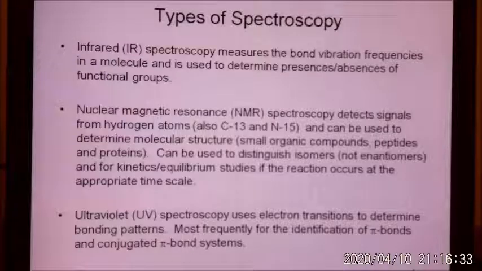We'll focus on protons and on carbon-13, although there are a number of other nuclei that you can use, like N15. We use it to determine molecular structure. We can also use it for kinetics and equilibrium studies, especially if the equilibrium reactions occur on the same time scale as NMR. We also talk about ultraviolet-visible, UV-Vis, spectroscopy, which is used to examine electronic transitions to determine bonding patterns. Usually it's used for pi bonds and conjugated pi bonds.